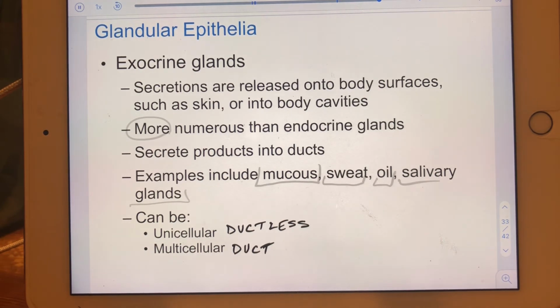We have far more exocrine glands than we do endocrine glands. Some of our exocrine glands are quite small. Some of our endocrine glands are quite large. Now, that doesn't mean that our exocrine glands can't also be large, but they're a little more variable in size. Examples of exocrine glands include mucus glands, for instance goblet cells, sweat glands, sebaceous glands, and salivary glands.